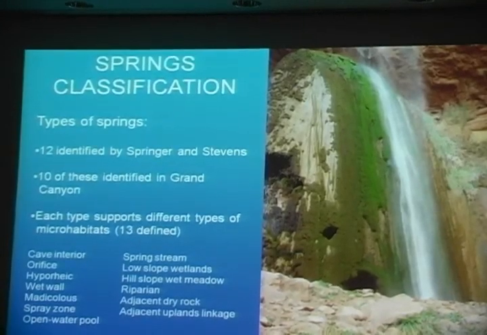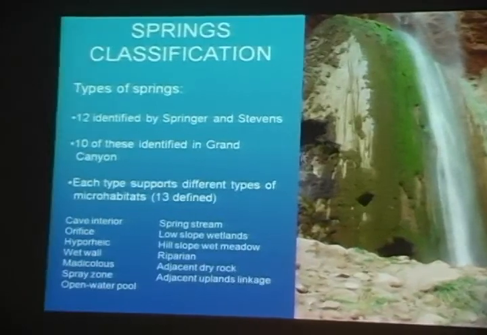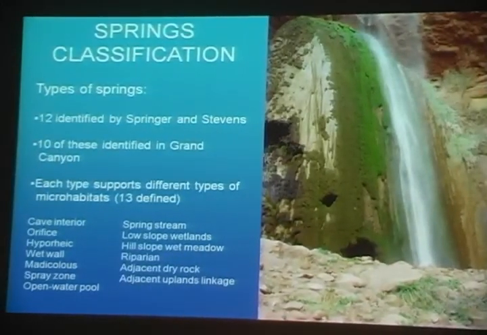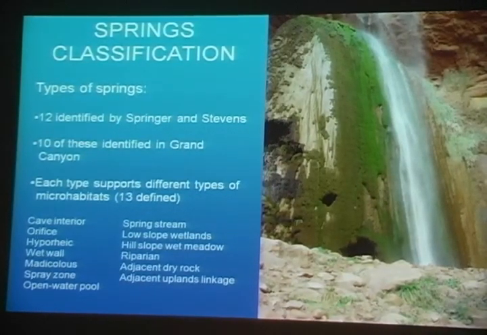Now, Springer and Stevens have identified 12 different types of springs that can be identified throughout the entire world. 10 of these can be identified within Grand Canyon. And on top of that, each one of these spring types supports a number of different microhabitats that I won't really get into tonight, there's not enough time, but just to let you know so you have an idea of how complex these sites can actually be.